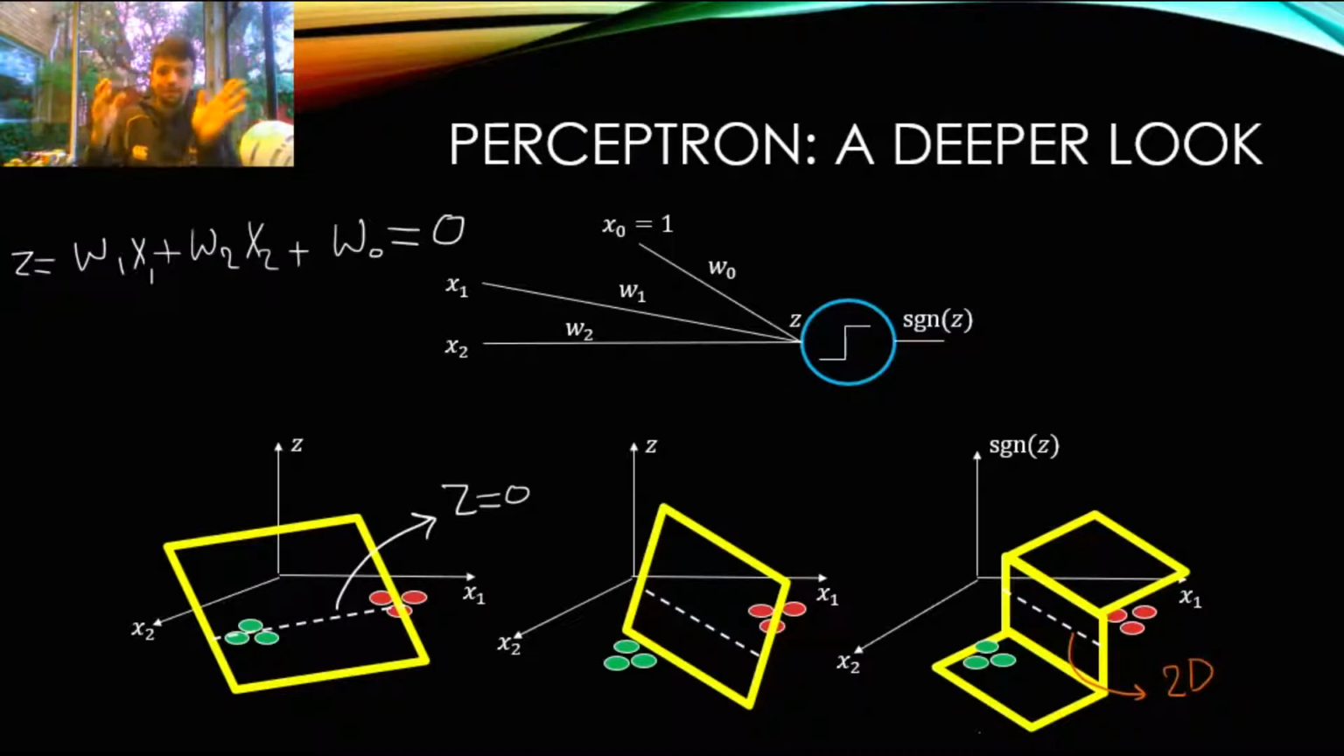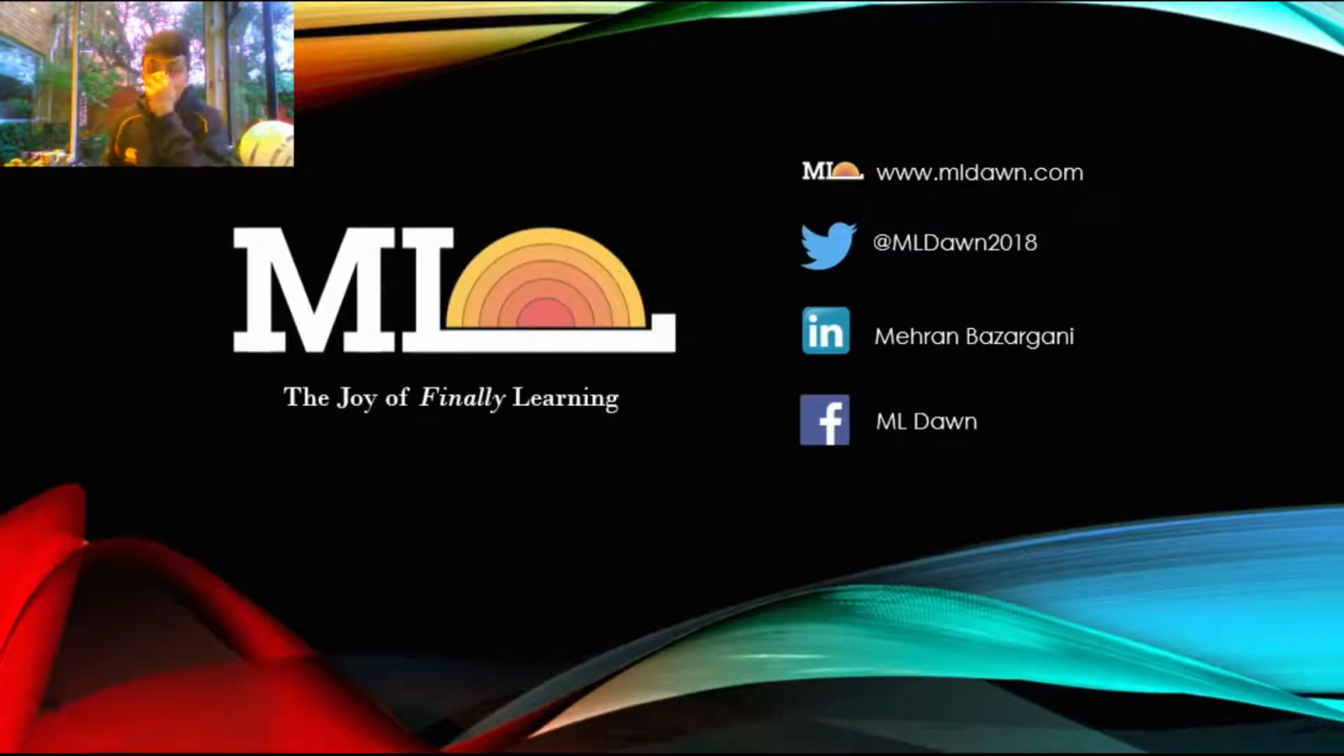But that's a terrible decision boundary. But here in figure 3, again Z is 0 over here. But look how beautifully that line can separate your positive and negative examples. I hope that this has been informative for you.